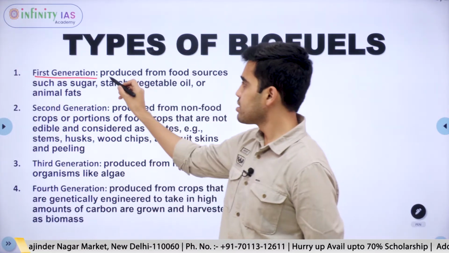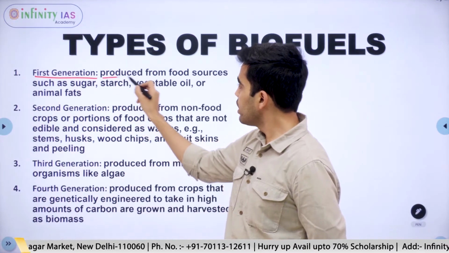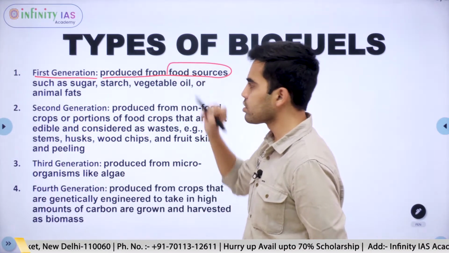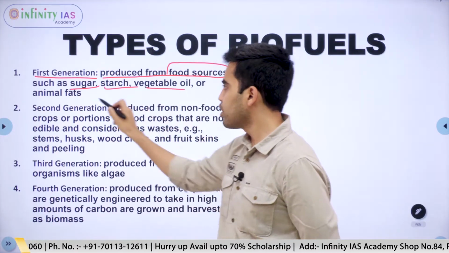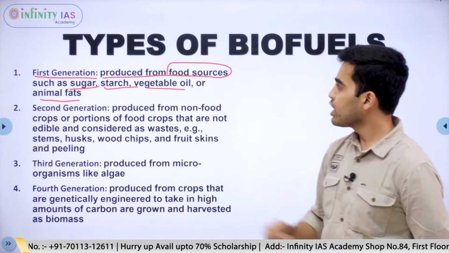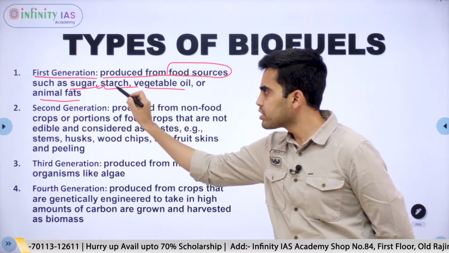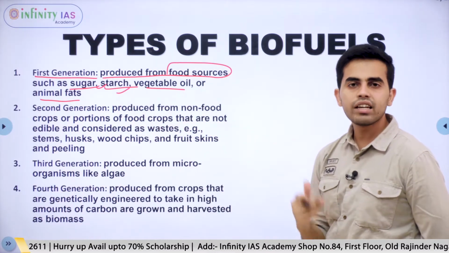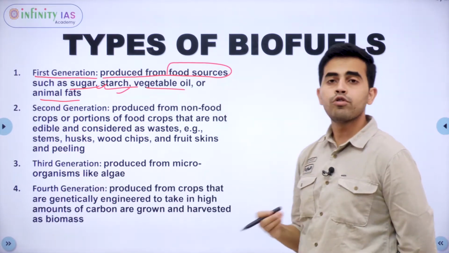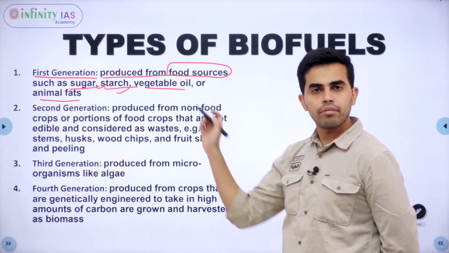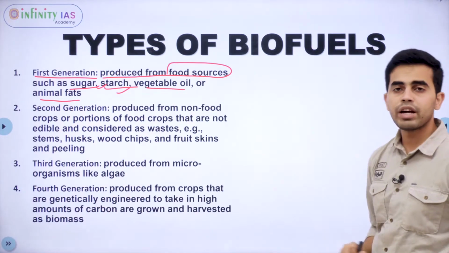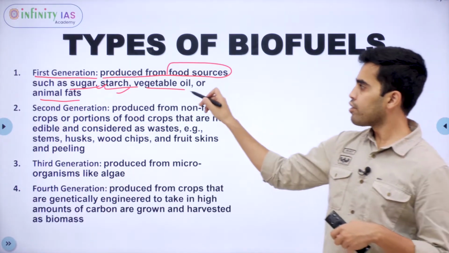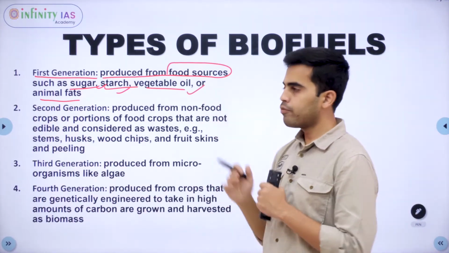First generation means the biofuel is produced from food sources, such as sugar, starch, vegetable oil, or animal fats. So all these, the sugar and starch, are organic matter and are also food sources. These are taken by human beings as well as animals. So first generation biofuels are produced from these food sources.